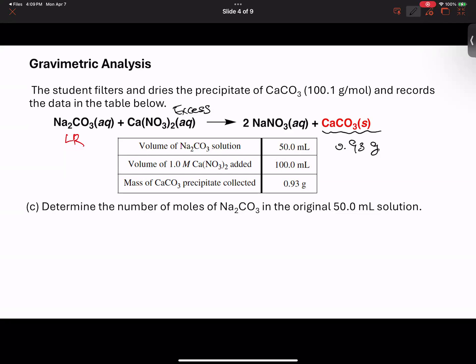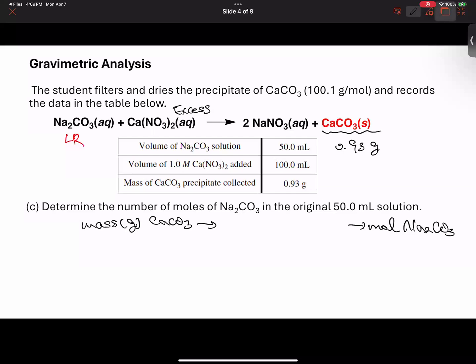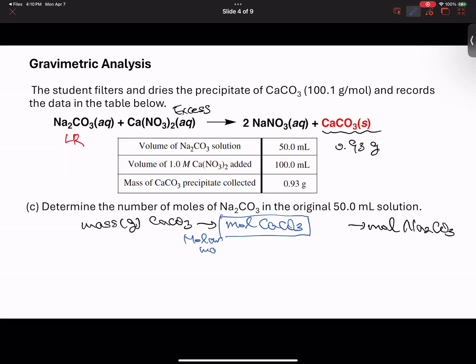We are given mass. Let's set up a solution map. We are given the mass in grams of CaCO3, and from here we can find the moles of sodium carbonate. Let's use the mole bridge method. We first convert the mass of calcium carbonate into moles of calcium carbonate, and then using mole-to-mole stoichiometry, we find the moles of sodium carbonate. So here, let's use the molar mass of calcium carbonate, and in the second conversion, let's use stoichiometry.